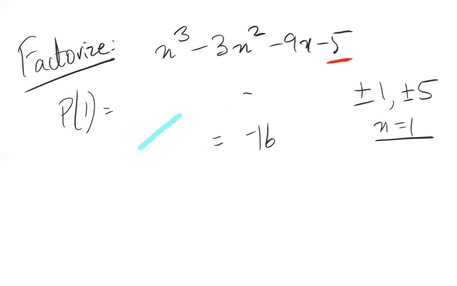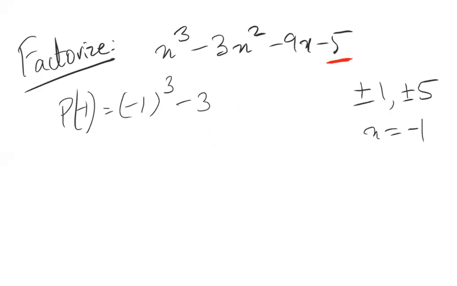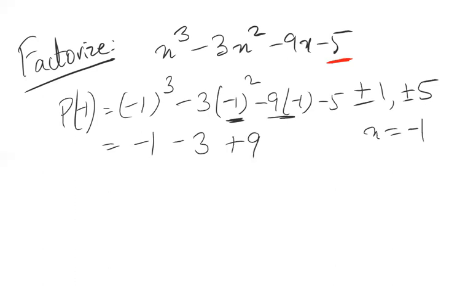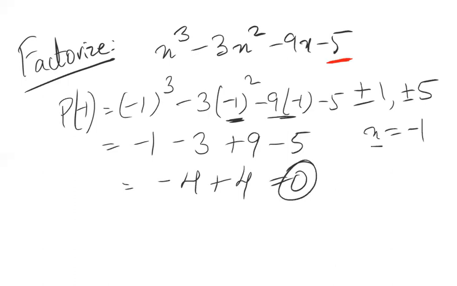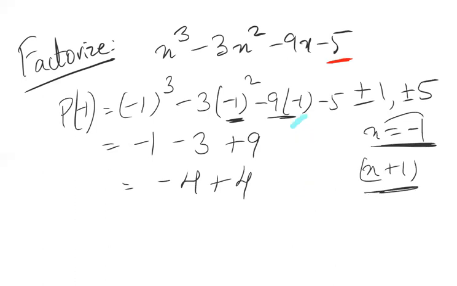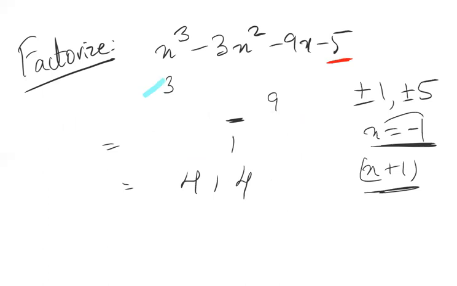So you will try with x is equal to -1. So (-1) cubed minus 3 into (-1) squared minus 9 into -1 minus 5. You get -1. This will give you +1, so this is -3. This will give you +9 minus 5. You get -4 plus 5, plus 4, and that is 0. So x plus 1 is a factor. Remember this step. This is just a step, not much understanding to it.